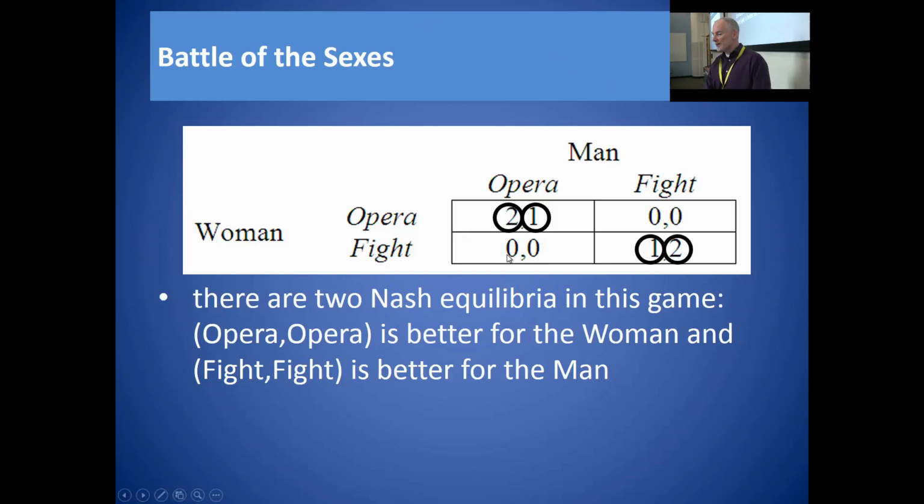Now, we know these ones, where they go to different venues, are not plausible, because both players would have an incentive to deviate. They cannot be equilibrium outcomes. They are not Nash equilibria. But of the 2 Nash equilibria that we have identified, when they both go to the opera, the woman has her most preferred payoff, has her best outcome. When they both go to the prize fight, the man has his most preferred outcome.